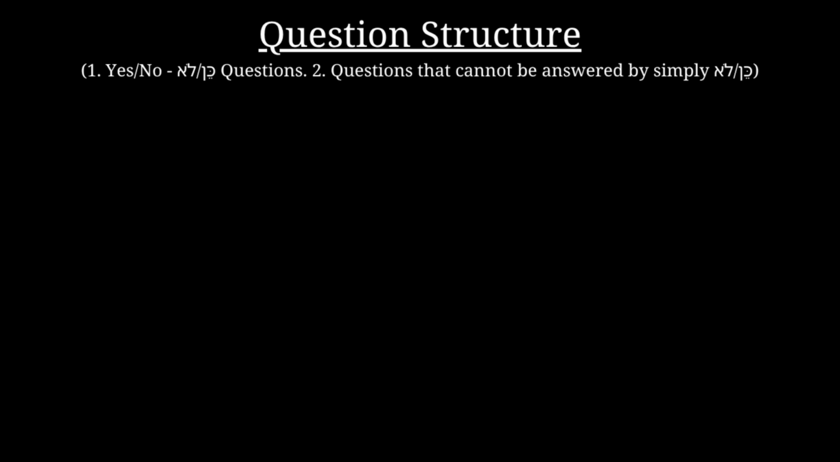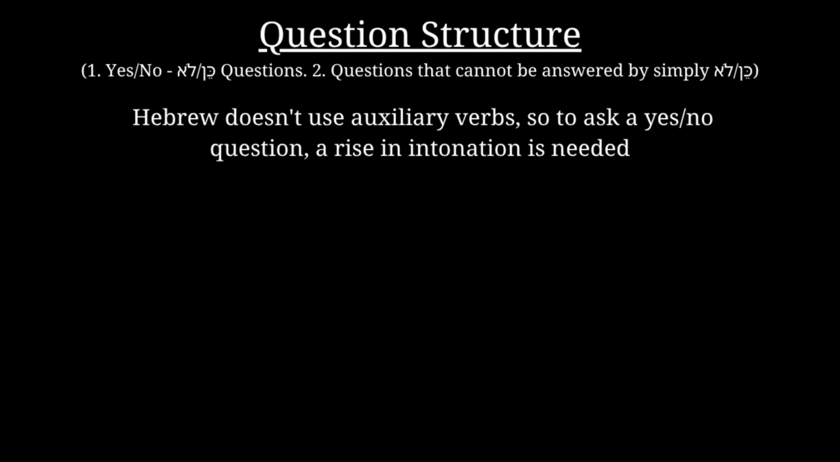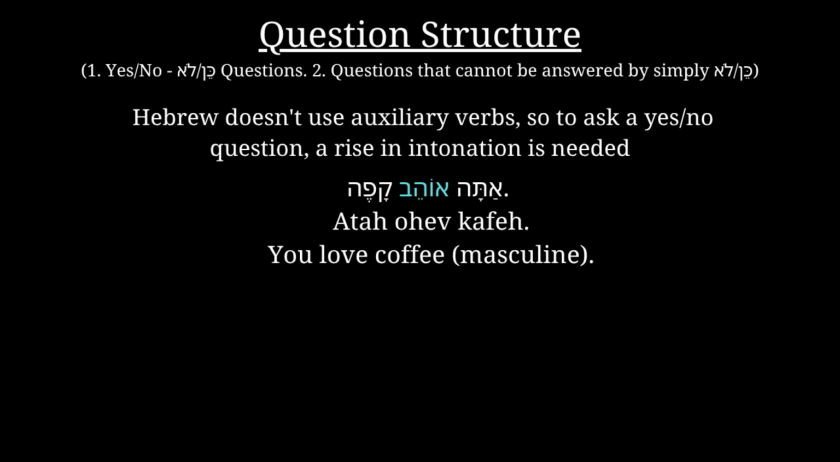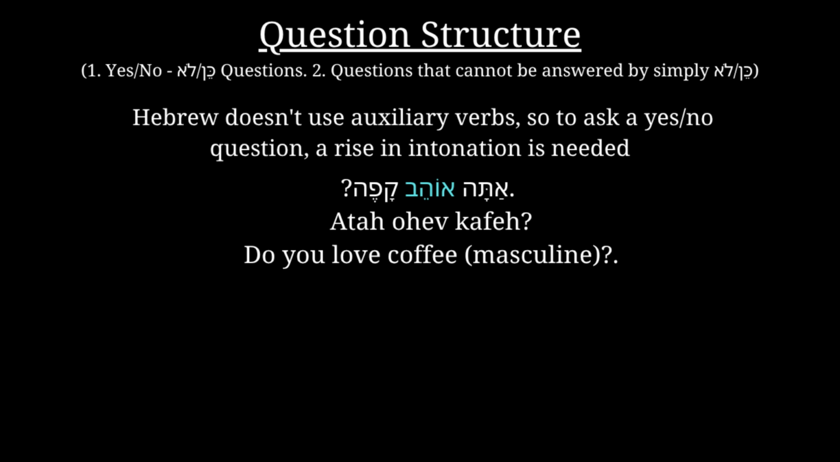When it comes to questions and their word order, there are two ways to express elicited information in Hebrew: asking yes or no questions, and asking questions that cannot be answered by simply saying yes or no, or in Hebrew, ken, lo. Primarily, Hebrew doesn't use auxiliary verbs like do, does, did to form questions, and so to ask a yes or no question, it's made by rising intonation. For instance, אתה אוהב קפה means you love coffee, masculine. But when the phrase has a rising tone, it becomes a question. אתה אוהב קפה? Do you love coffee?